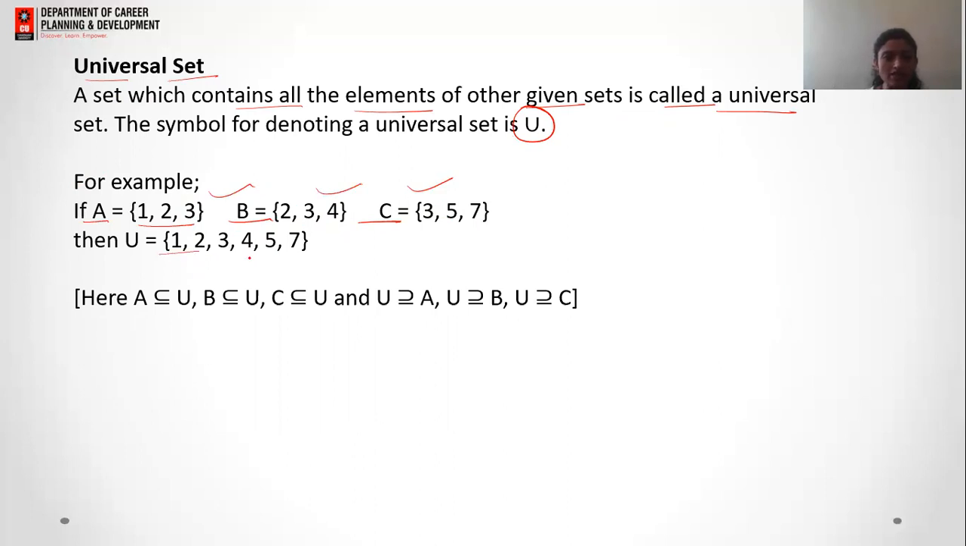So the universal set of these sets 1, 2, 3, 4, 5, and 7 means we need to write all the elements of the 3 given sets in one set. That is known as the universal set. So this is known as the universal set of the given sets A, B, and C. And A is a subset of the universal set, B is a subset of the universal set, and C is a subset of the universal set. Or you can say this universal set is the superset of sets A, B, and C.